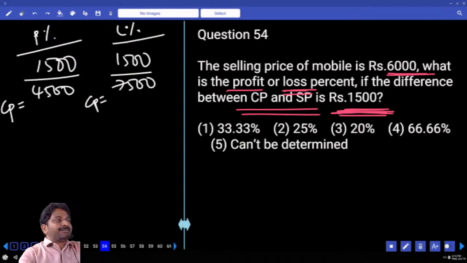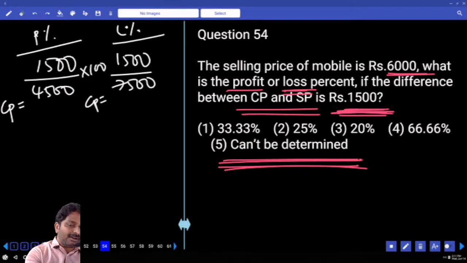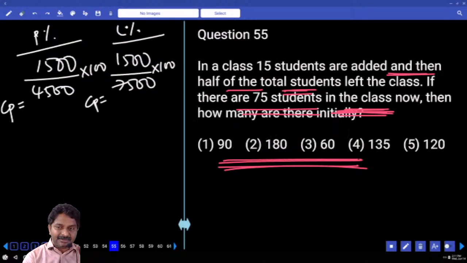If it is profit percentage, you get one answer. If it is loss percentage, another answer. Two different answers are there. They are not unique. So the answer cannot be determined, because we don't know whether it is a profit case or loss case, and the cost prices are different in both cases, so we will definitely get different answers. So the answer cannot be determined.